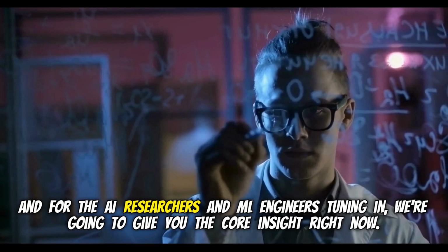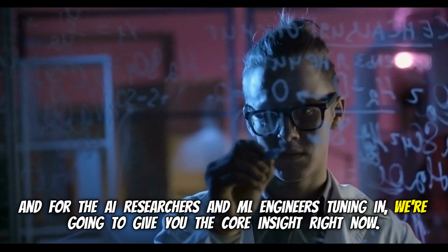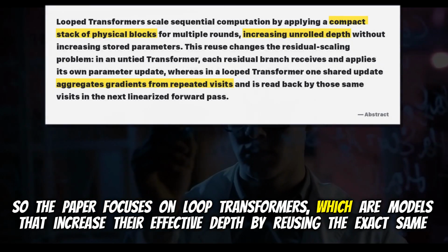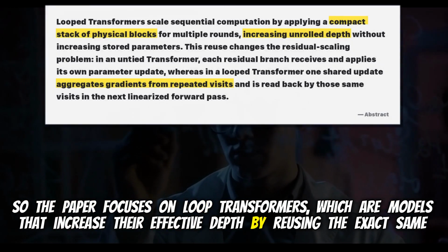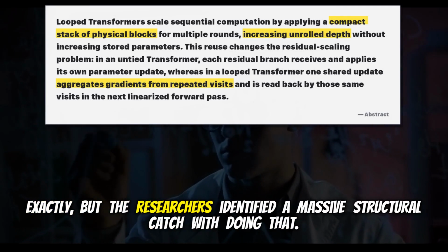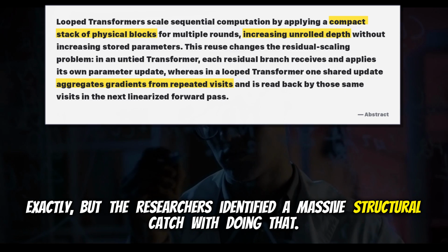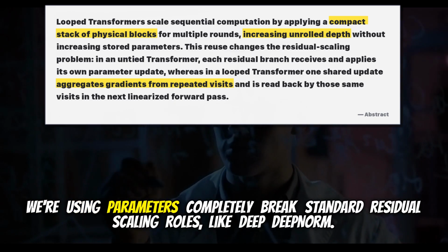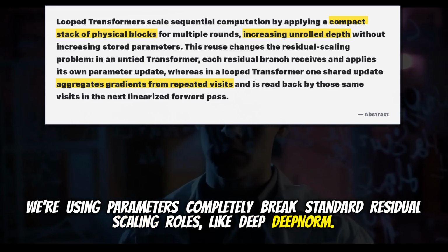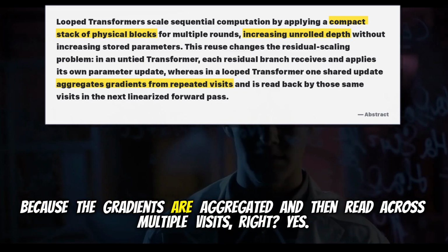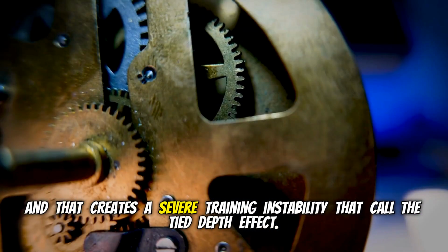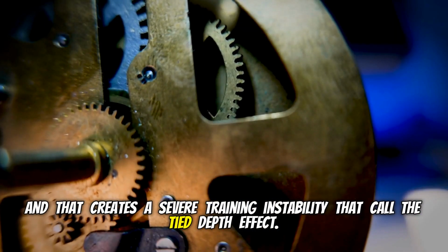And for the AI researchers and ML engineers tuning in, we're going to give you the core insight right now. So the paper focuses on loop transformers. Right, which are models that increase their effective depth by reusing the exact same physical blocks for multiple rounds. Exactly. But the researchers identified a massive structural catch with doing that. Reusing parameters completely breaks standard residual scaling rules, like DeepNorm. Because the gradients are aggregated and then read across multiple visits, right? Yes, and that creates a severe training instability they call the tied depth effect.